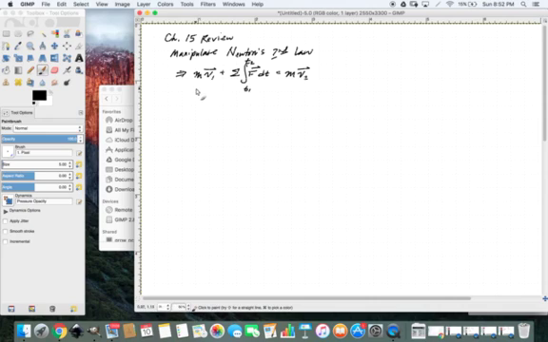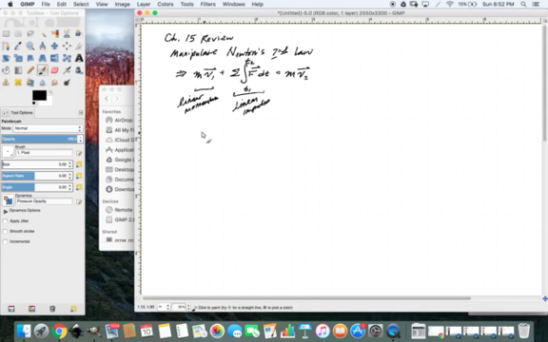Now, terms like this we called a linear momentum, and terms like this we called a linear impulse. So this is the initial linear momentum, and this is the final linear momentum, and if they're different from each other at all, there must have been some non-zero linear impulse.